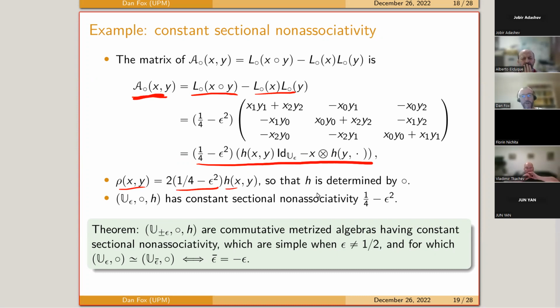And it can be checked that the sectional non-associativity in this case is 1/4 minus epsilon squared. So if you think over the real numbers, this gives you a one-parameter family of commutative algebras with constant sectional non-associativity, which is positive for epsilon in some range, zero for epsilon equal to a half, and negative for bigger epsilon. And one can prove that these are simple, except when epsilon is one half, and that they are, as I said, pairwise non-isomorphic, except up to this ambiguity of sign.